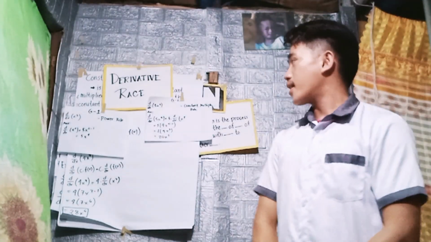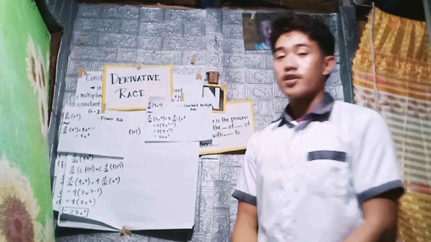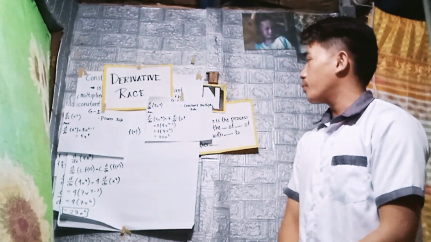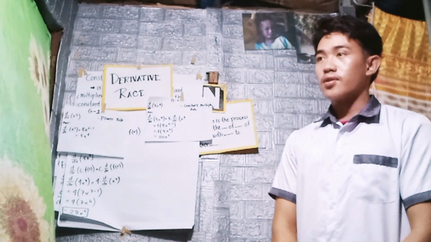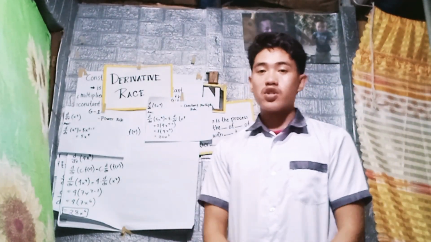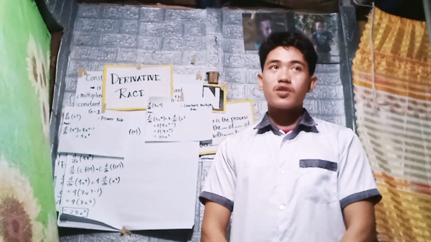Okay, very good, class. So the first group that posts on the board is group 1. So they win this activity. So now let's proceed to our evaluation. So get 1/4 sheet of paper.